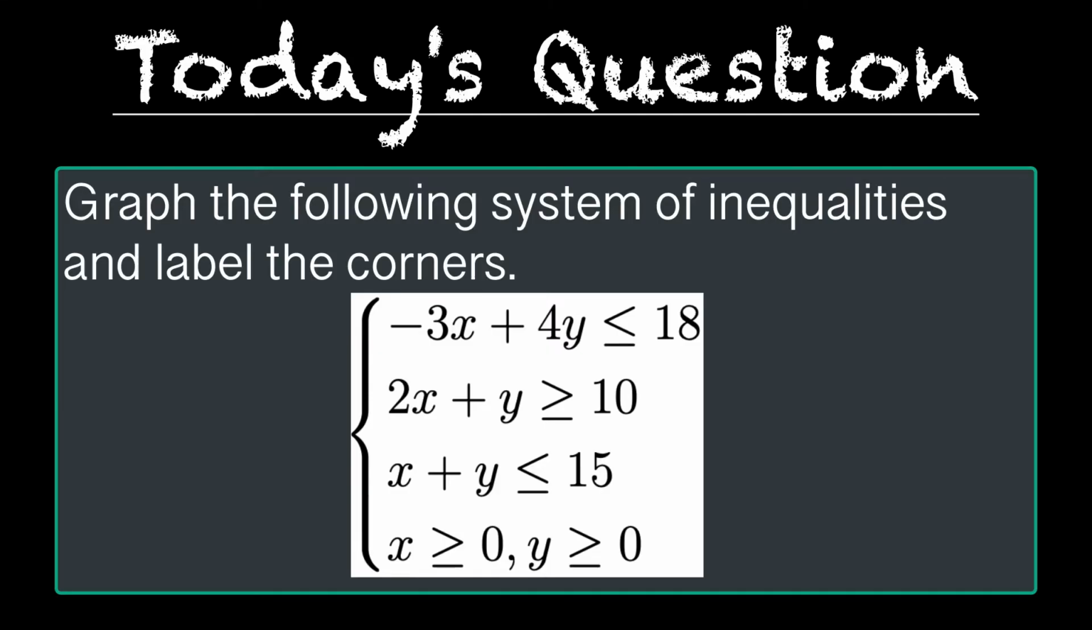The question we're working on today is, graph the following system of inequalities and label the corners. And the system is negative 3x plus 4y is less than or equal to 18, 2x plus y is greater than or equal to 10, x plus y is less than or equal to 15, x is greater than or equal to 0, y is greater than or equal to 0.